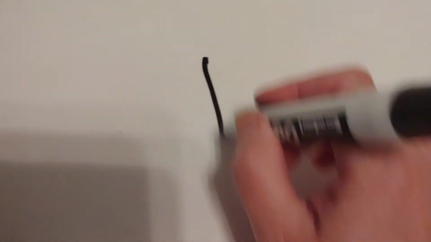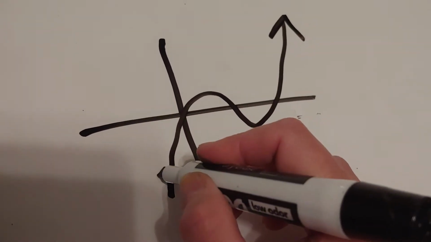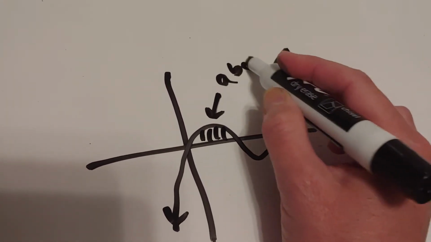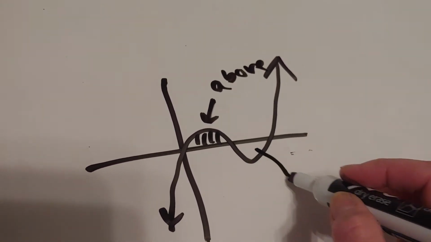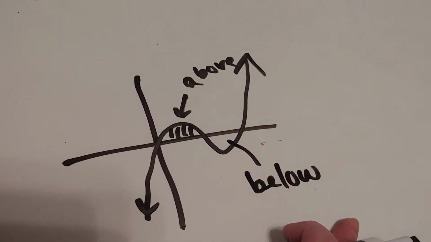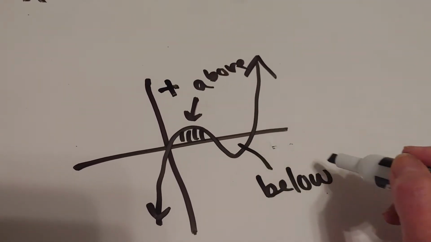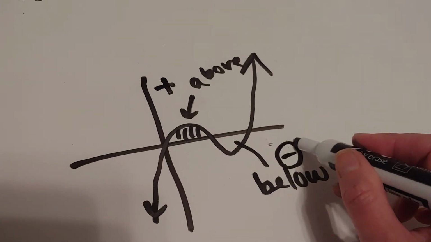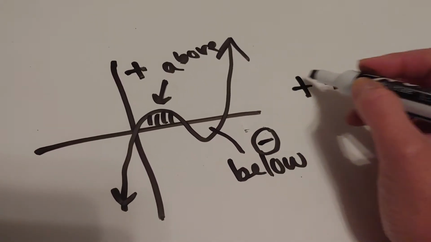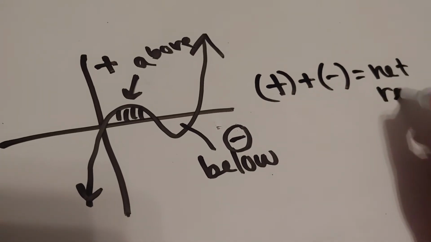Now, what do I mean by net area? Well, what if I had a function that bounces up and down? Part of that area is trapped above, and part of that area is trapped below. What the integral actually does is that area above the x-axis is positive, and area below the x-axis is negative. So the integral takes the area that's positive, adds it to the area that is negative, and gives you the net result.